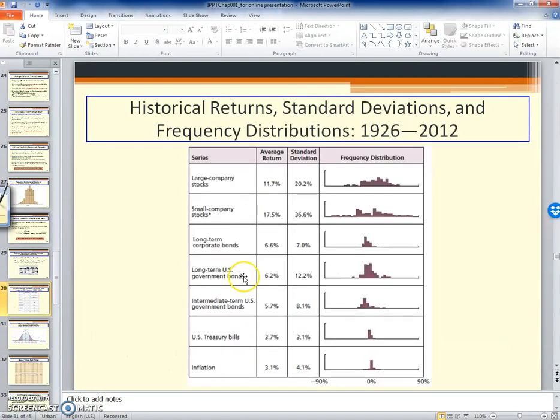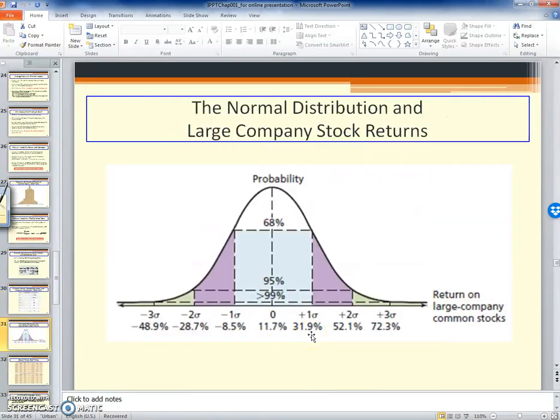If you look at the prior graph, the standard deviation was 20.2%. So 20.2% plus 11.7 gives you the 31.9%. So that's 1 standard deviation above the mean. This over here means 2 standard deviations above the mean, and then 3 standard deviations above the mean. Similarly, on the left-hand side, you have -1 standard deviation below the mean, or -2 standard deviations below the mean, or -3 standard deviations below the mean. So it's 11.7 minus this 20.2. 11.7 minus 20.2 gives you the -8.5%.